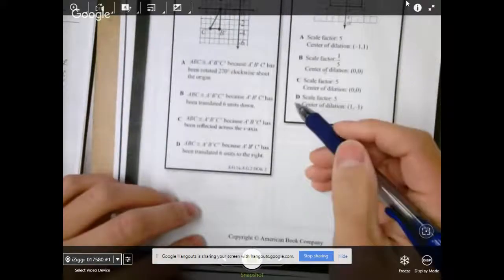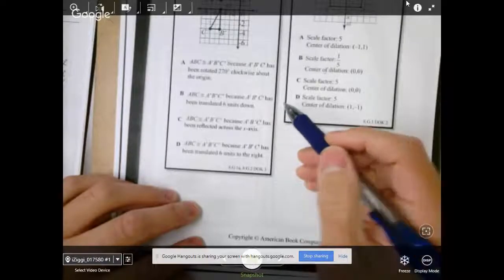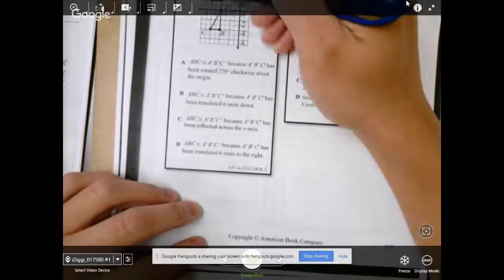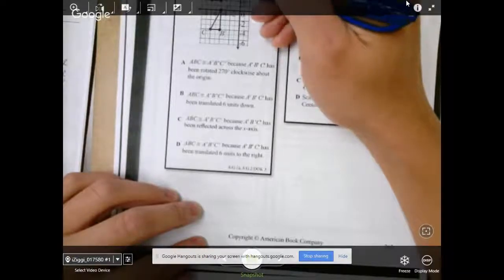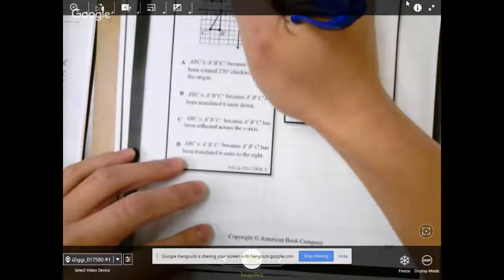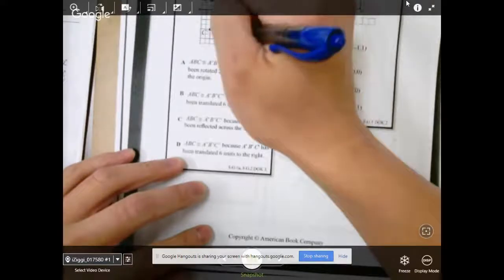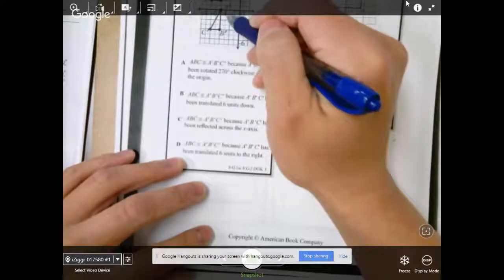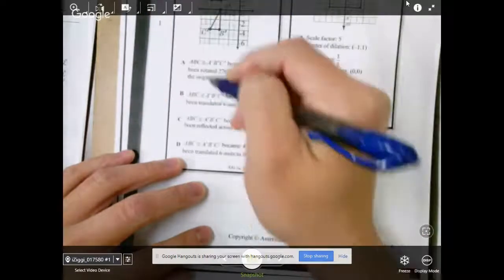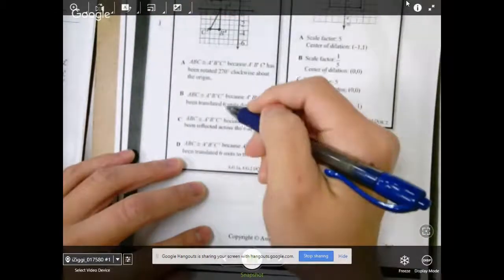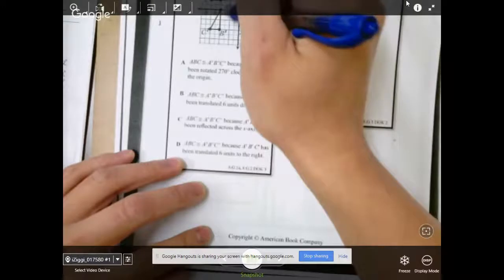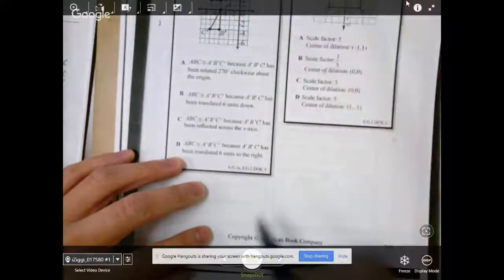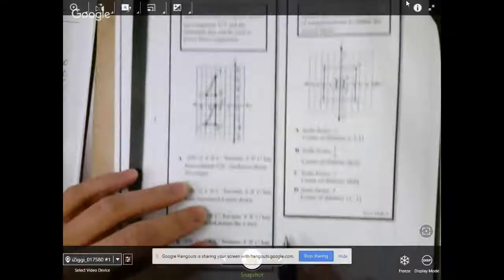One thing I should say, for each of the ones at the bottom, there's a little apostrophe. That is the image. I always think the apostrophe looks like an eye. So the eye is the final image. The other thing is the pre-image. All of these have an eye. That's the image. The image is where it ends up.